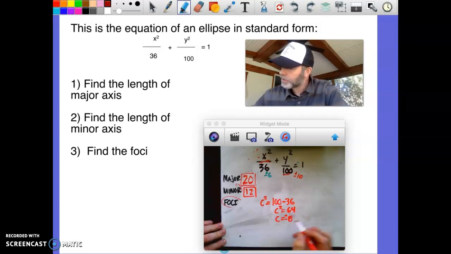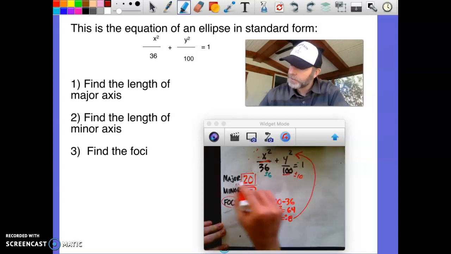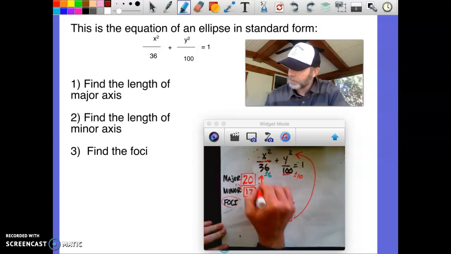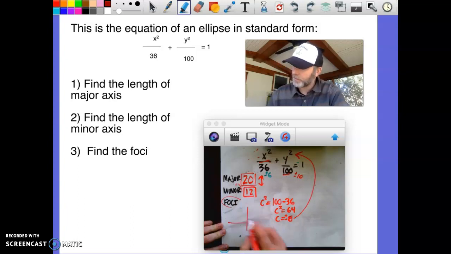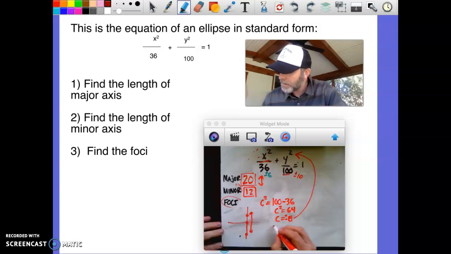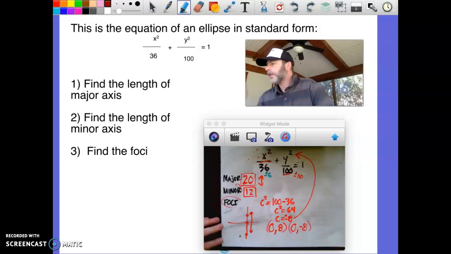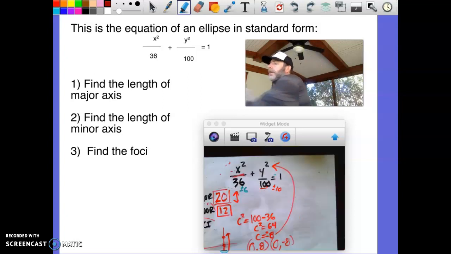In what direction? Remember, our major axis runs vertical. So as I was to graph this, here's my center. Our major axis is running in this direction. That means our foci are always on that. So our foci will have these coordinates 0, comma, positive 8, 8 units up, 0, comma, negative 8. Boom. Now, this could get tricky. Here's where I could see it get tricky.